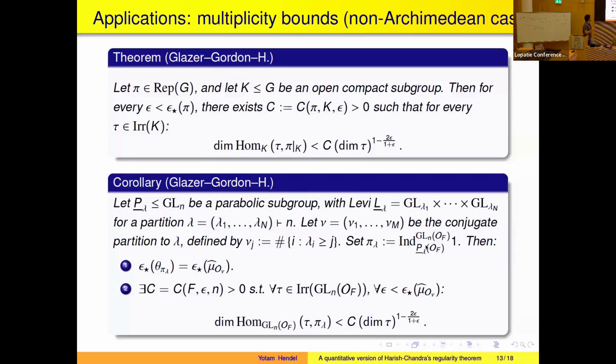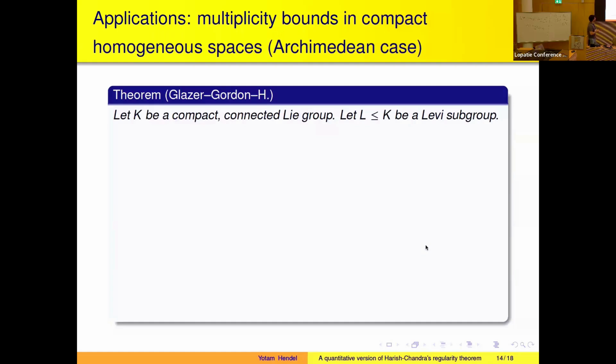Okay. Now, if we go to the Archimedean settings, then we can also get some bounds on multiplicities. And now I want to take K to be compact and connected.